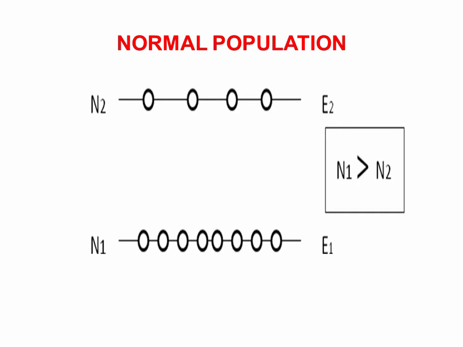This is a very important technical term in laser action. In general, a larger number of electrons are present in the ground state compared to the excited state. Here, N1 represents the number of electrons in E1, and N2 is the number of electrons in E2. So, in normal population, N1 is greater than N2.